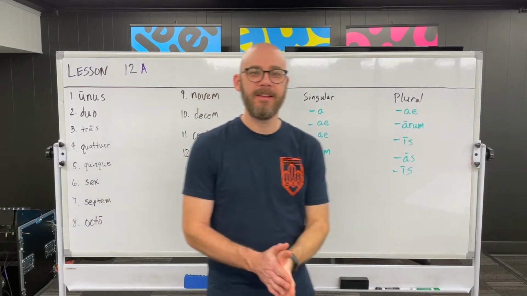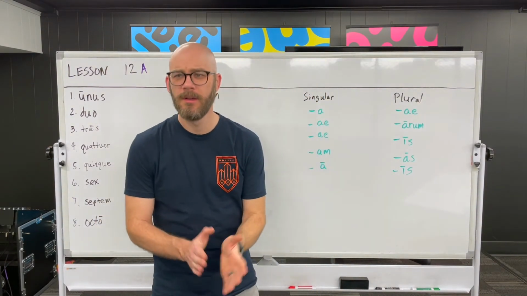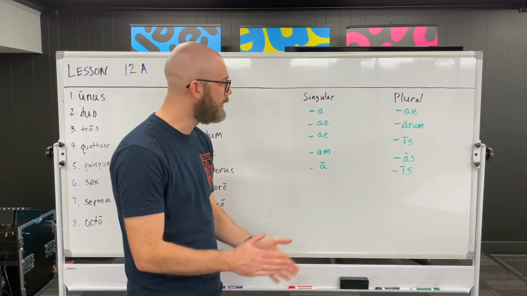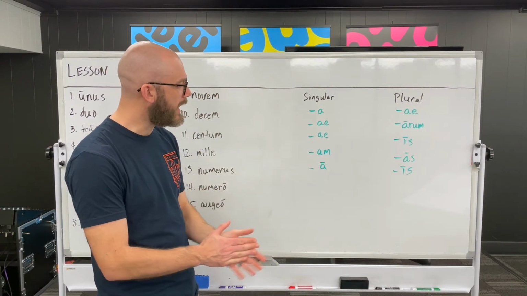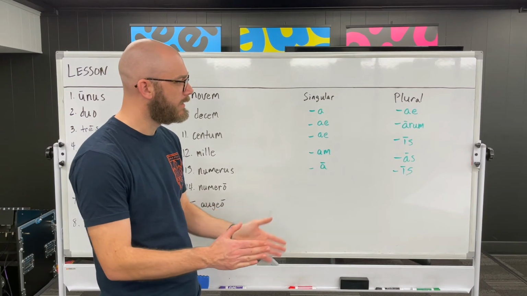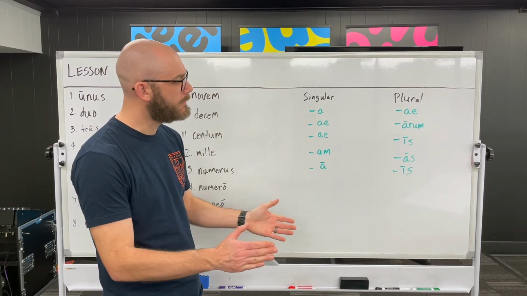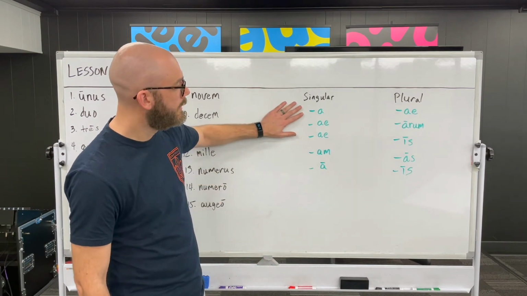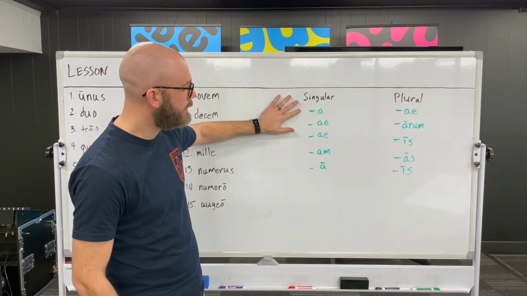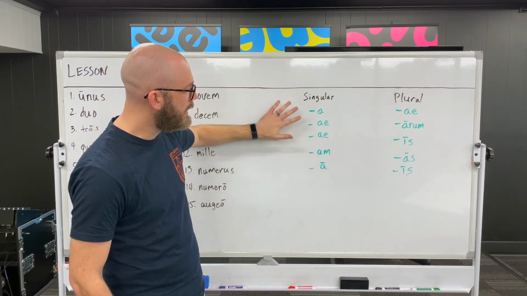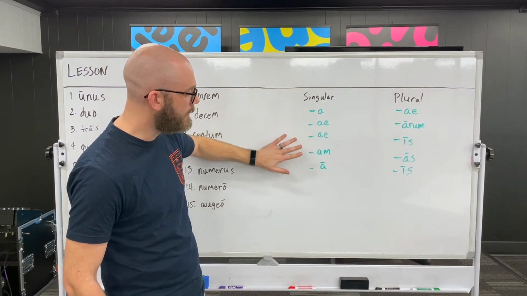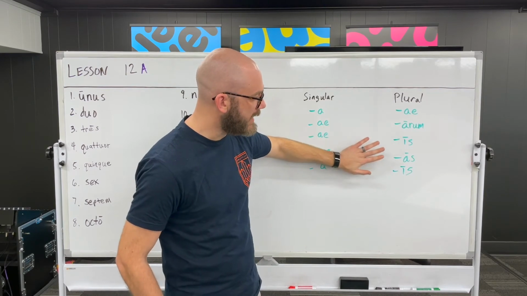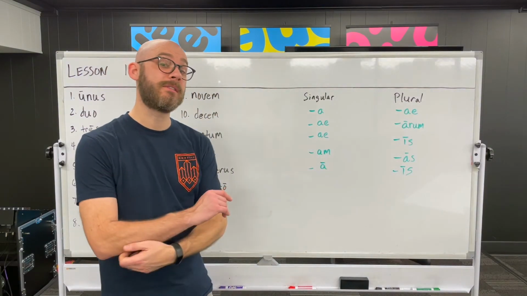All right? We're going to say it together, just like we do with our verb chants. Ready, go. Ā, ae, ae, am, ā. Ae, ārum, īs, ās, īs. Would it be easier if I pointed at the board? One, two, ready, go. You can do it a little faster if that helps you.